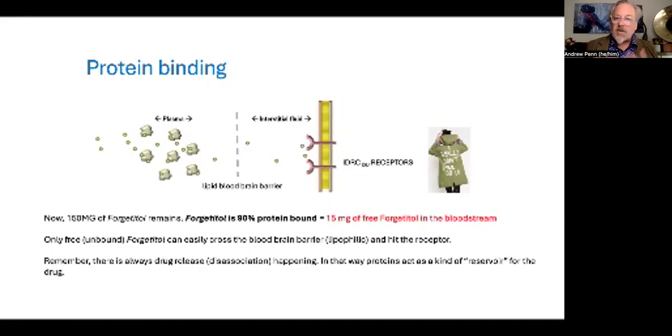Now remember, it's not bound forever to plasma. It's sort of docking there and then it's releasing. It's just sort of a drive-by situation. But at any given time, 90% of the drug is attached to plasma proteins, which means only that 10% that's free can cross the blood-brain barrier and hit those receptors on the other side.